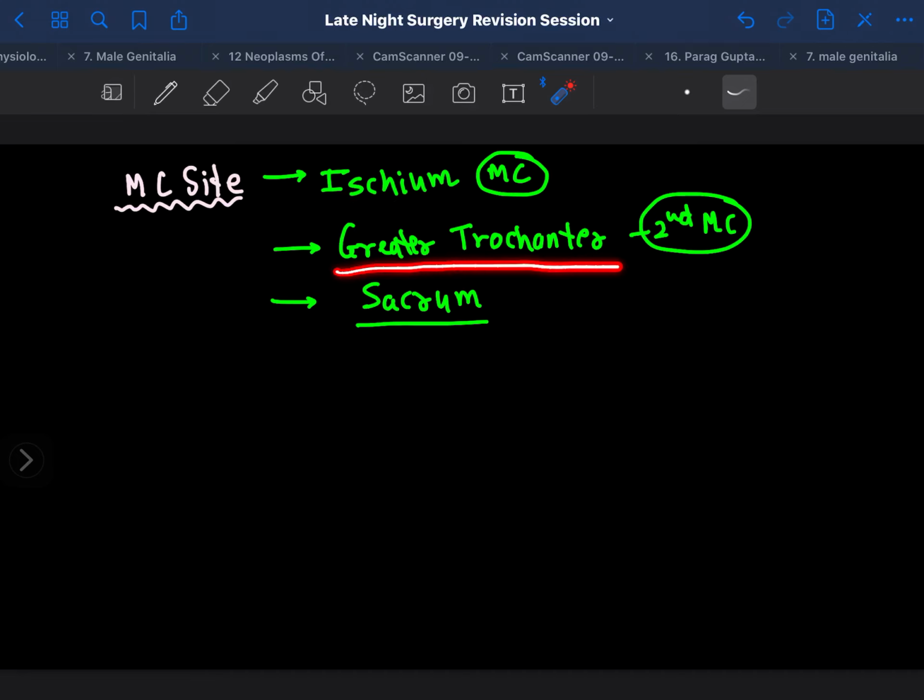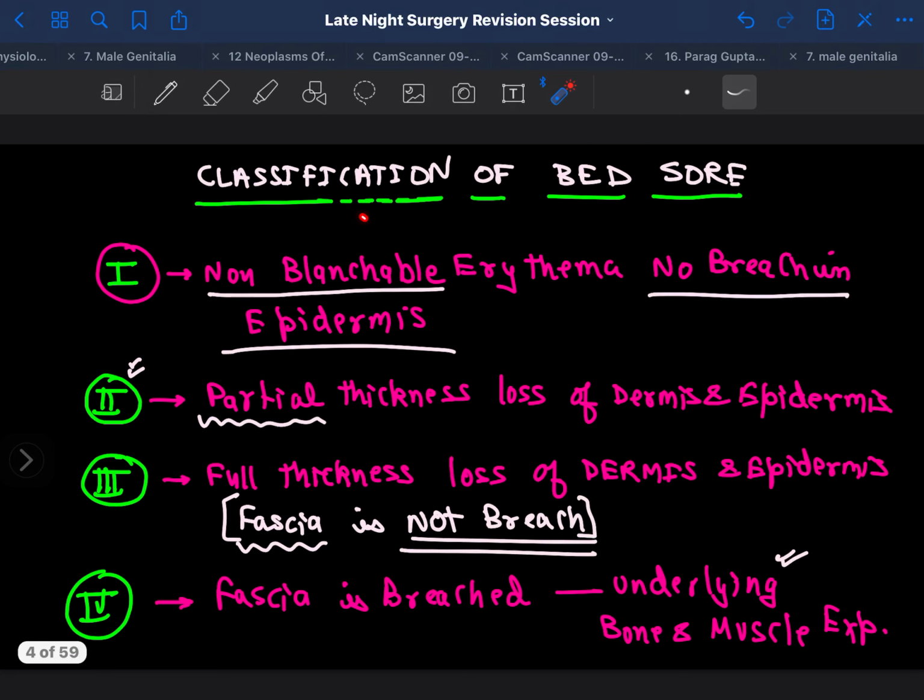I told you the most common site is the ischium, but if they don't give this in the options, you look for the greater trochanter. Even if the greater trochanter is not there, then the third most common site is the sacrum. Now many students get confused with this. Sacrum is not the most common site. The most common site is definitely the ischium.